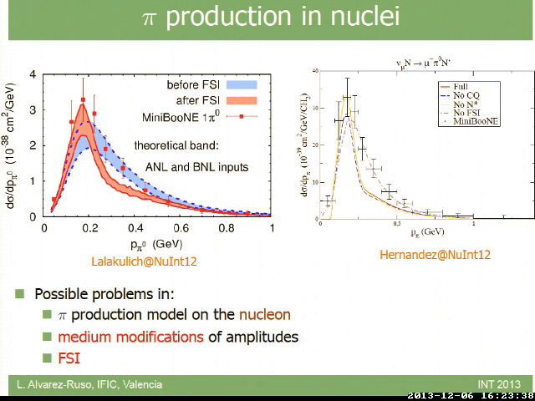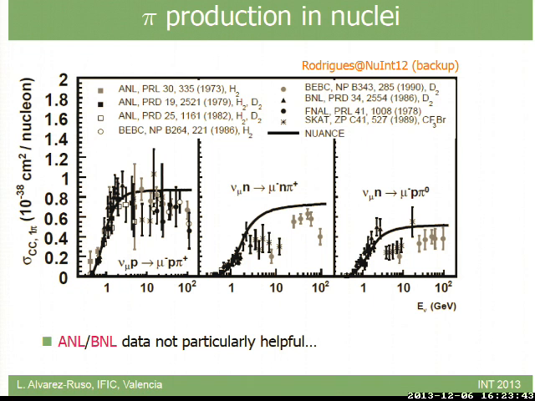Okay, so the point is that in order to understand data on nuclei, it would be nice to have the situation with the nucleon better under control. Unfortunately, the existing data are not particularly helpful. I actually kind of disagree with that. You disagree? Both of those data sets do tell you something about the pi momentum spectrum coming out of the material, which is a very interesting input for the plot that you just showed previously.